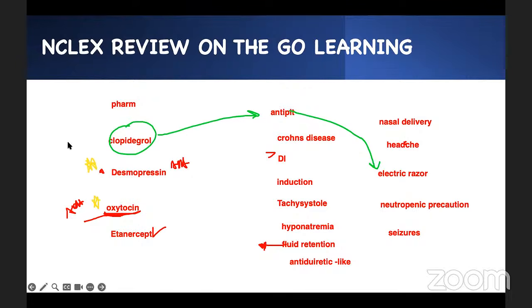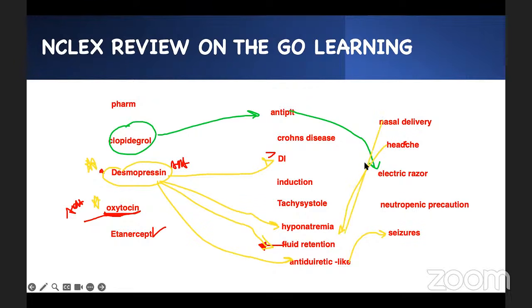If you take desmopressin, it can be used for ADH. It causes water retention, so you get hyponatremia. You have fluid retention. It's an antidiuretic hormone. This is going to lead to what? Seizures if you have too much fluid, and headache. And it's also going to cause nasal. It's delivered nasally, right? You can also have sub-Q, you can have IV, right?